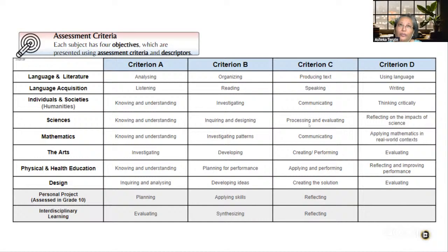Okay. Criterion C, processing and evaluating. Here, the student has to draw data, process data, collect the data after doing the experiment, and then make conclusions and evaluate the results. Okay, so that is criterion C. So B and C are for lab reports, and criterion D, reflecting on the impacts of science. It is about how science, the inventions have helped, and how different factors affect it.